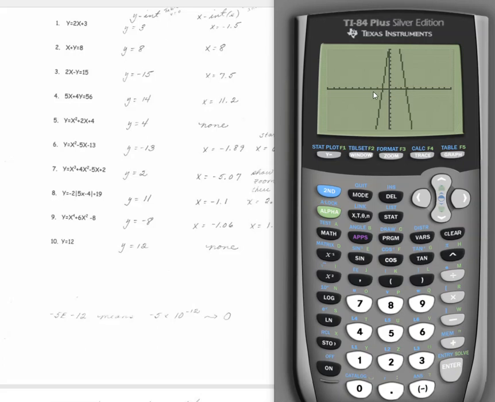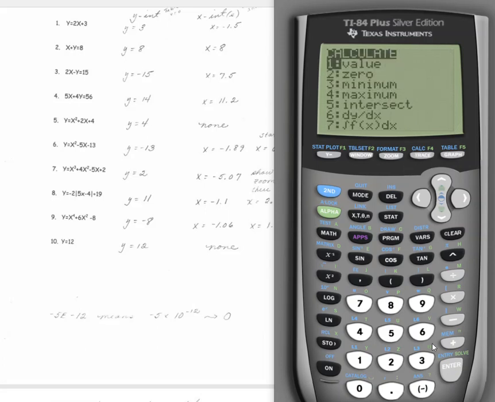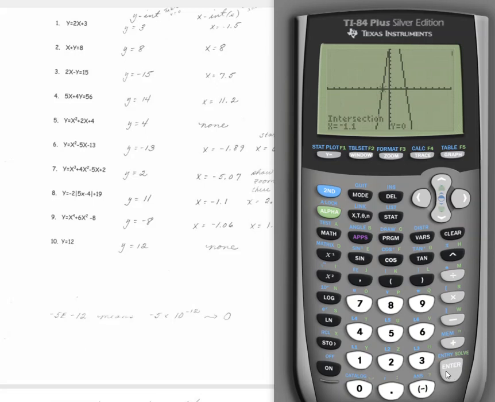So we have 2 x-intercepts, and we have 1 y-intercept up here. So second, calc 5, enter, enter, enter. My first one's negative 1.1 right here. Then we're going to do it again, second, calc 5. But before we hit enter, we're going to go to the right so that it moves along the graph. You can tell it's going up, and now it's coming back down. And I hit enter, enter, enter. And there we go. My other one is 2.7. My y-intercept is 11. Okay.